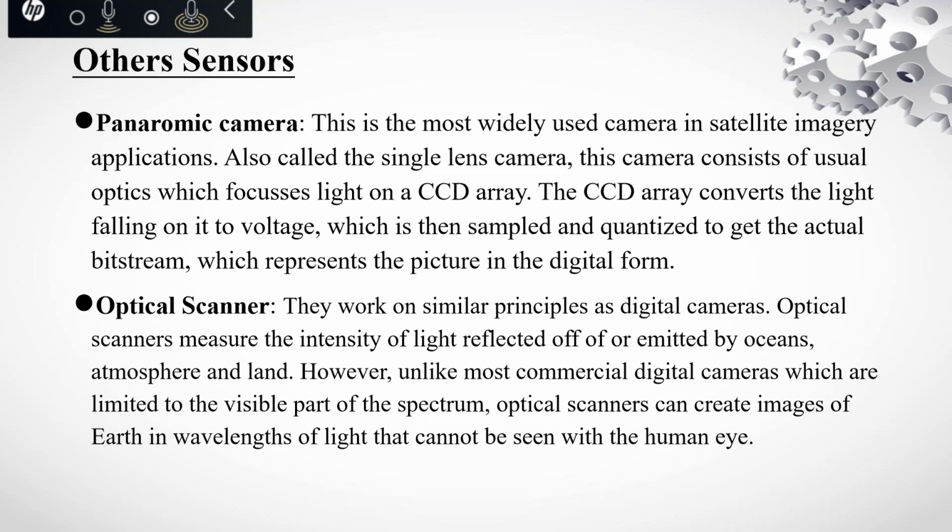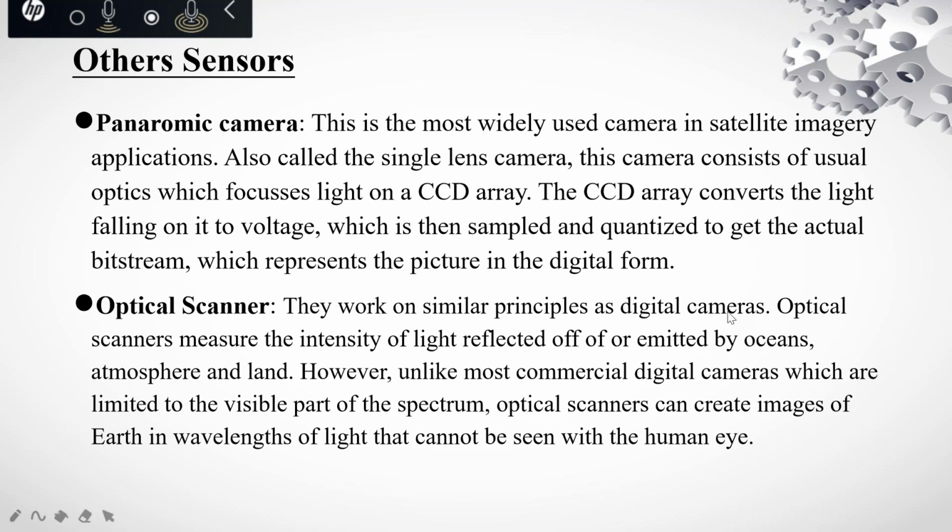So the panoramic camera is used to detect objects which generate a huge amount of light. At that time we use the panoramic camera. Next, the optical scanner. There's a difference between a camera and a scanner. A scanner usually gives images in 2D form, but the camera gives images in 3D form. So that's the difference between the camera and the scanner.